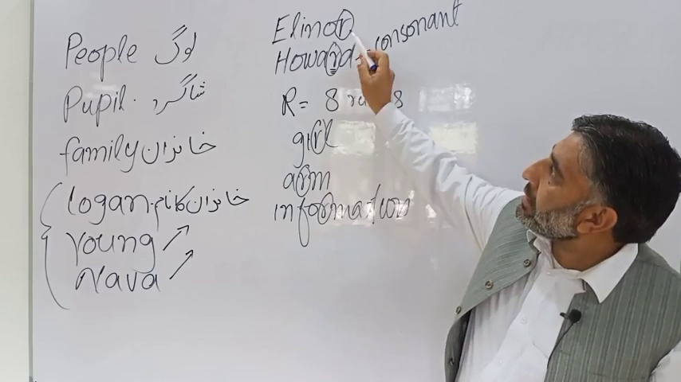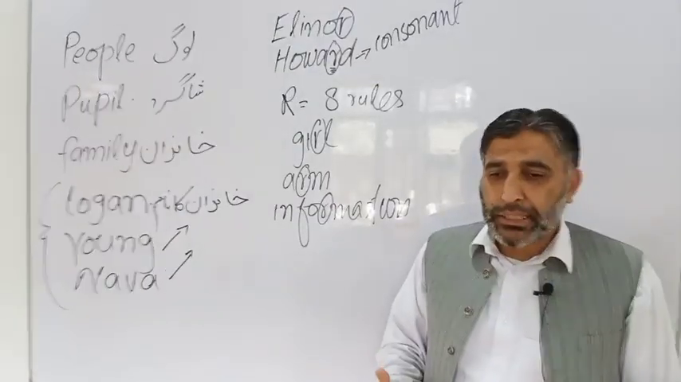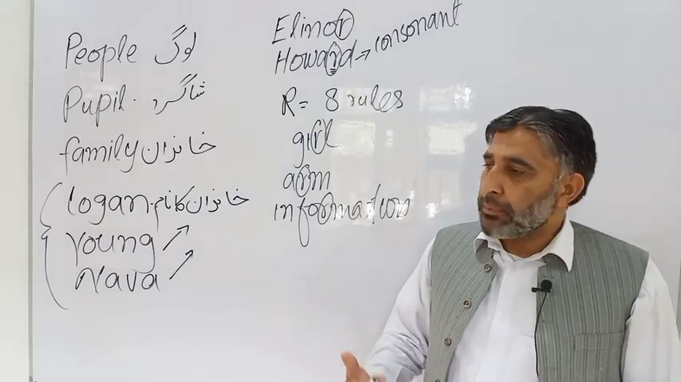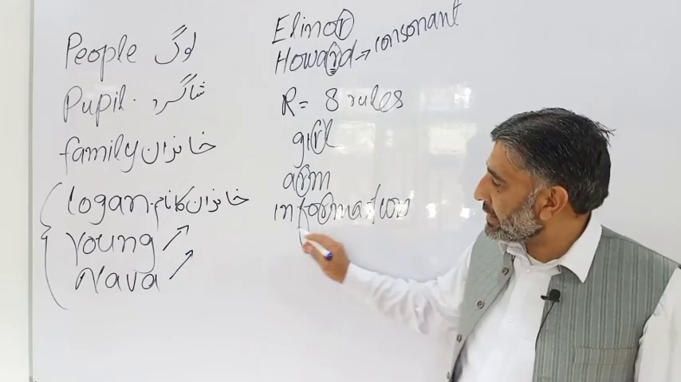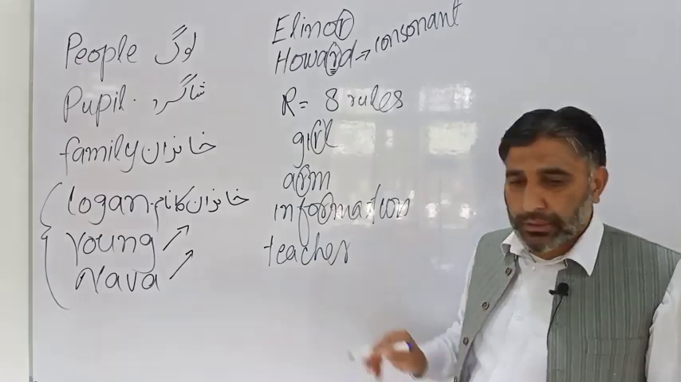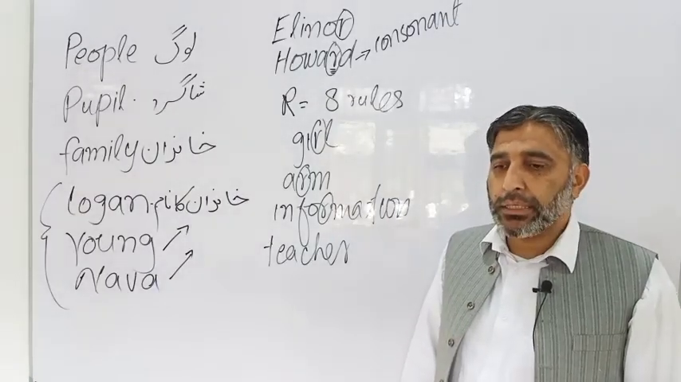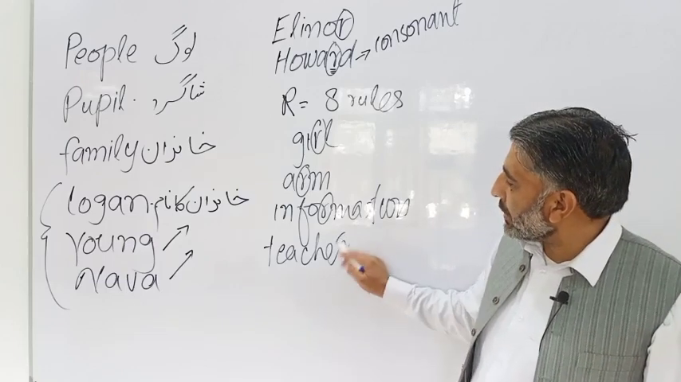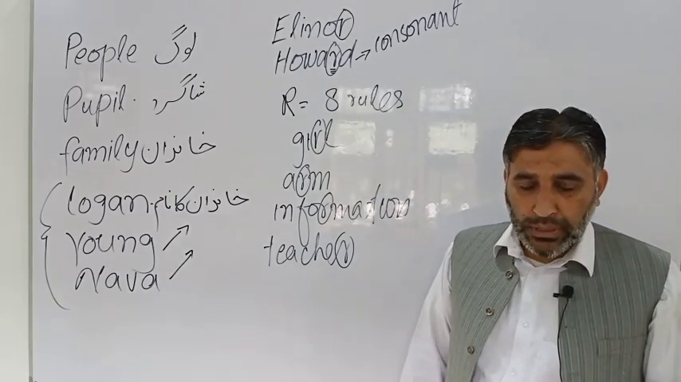that when R comes at the end of a word, it is our choice. If we want to pronounce it, it is also not wrong, but it is better not to pronounce it. For example, teacher, so the correct pronunciation is teacher. Doctor, engineer, he is a teacher. It is better to pronounce it in this way. The last R, usually the native speakers do not pronounce.